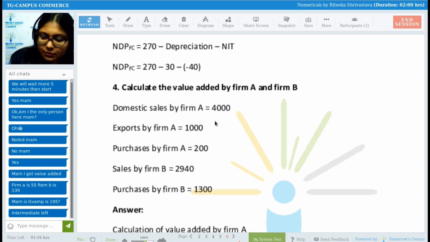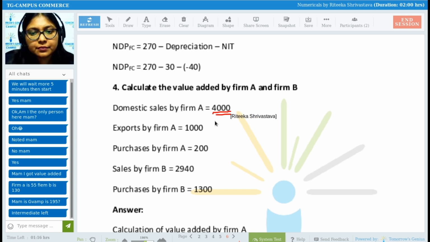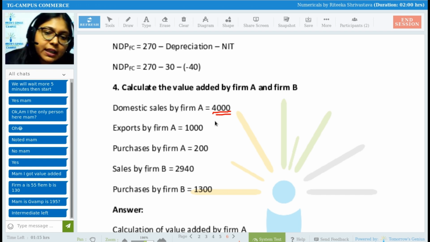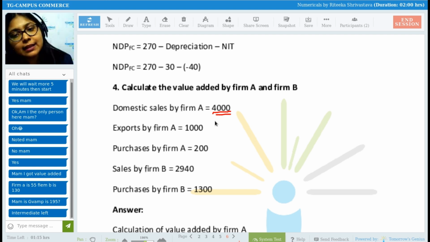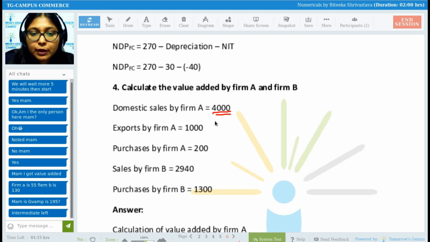Domestic sales by firm is growing. Sorry, change in stock, 4,000. So value of output is equal to sales plus change in stock minus intermediate consumption. They have not given you anything else. They have just given you intermediate consumption and sales, that's all. First of all, it is given as domestic sales. That means you have to find out sales.